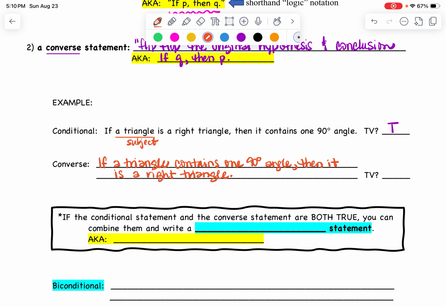And then, of course, what we're asking now with this truth value is, is it still true even though I flip-flopped the hypothesis and the conclusion? And in this case, yes, it is still true, right? A triangle that contains one 90-degree angle is, in fact, still a right triangle, right? Now, this is a special type of converse.